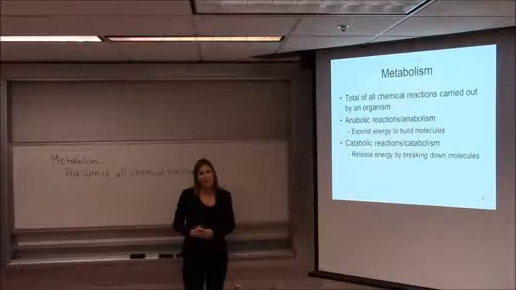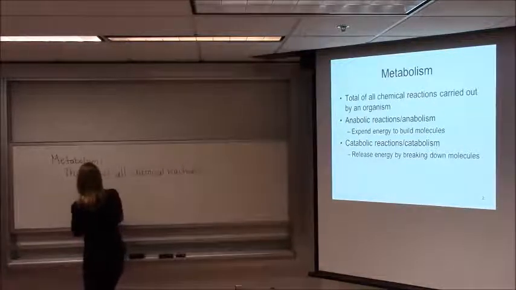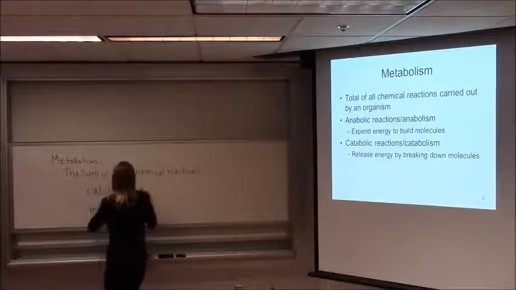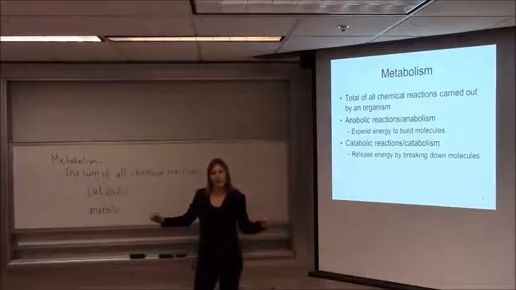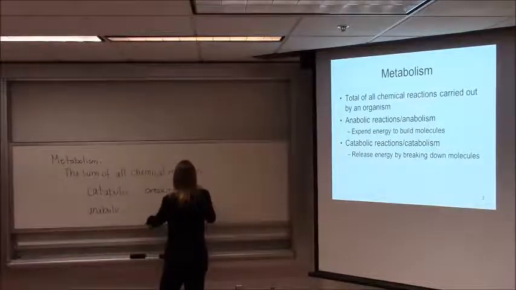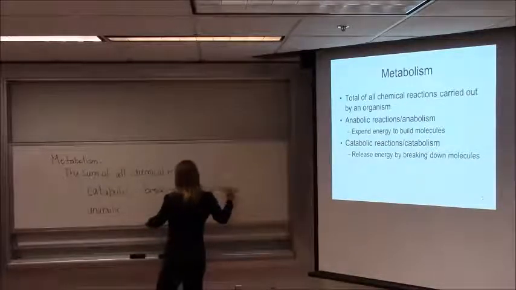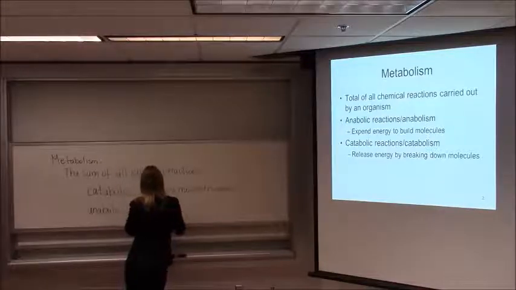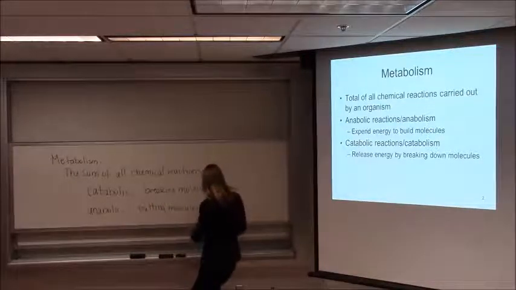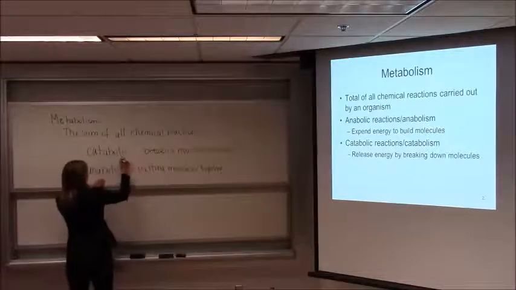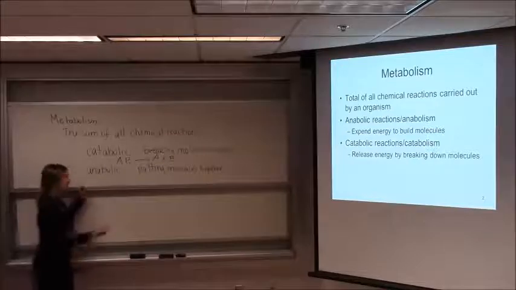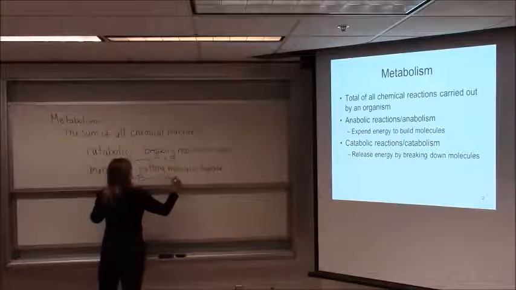And we can really divide metabolic reactions into two categories. We have what are called catabolic reactions, and we have what are called anabolic reactions. Catabolic reactions are going to be breaking things apart, and anabolic are going to be putting things together. So catabolic, this is going to be breaking molecules apart. And anabolic, this is going to be putting molecules together. In other words, just using AB as our molecule, catabolic would be taking A bonded to B and breaking that back down into A plus B. Anabolic is going to be the opposite. Anabolic is going to be taking A plus B and putting those together to form molecule AB.